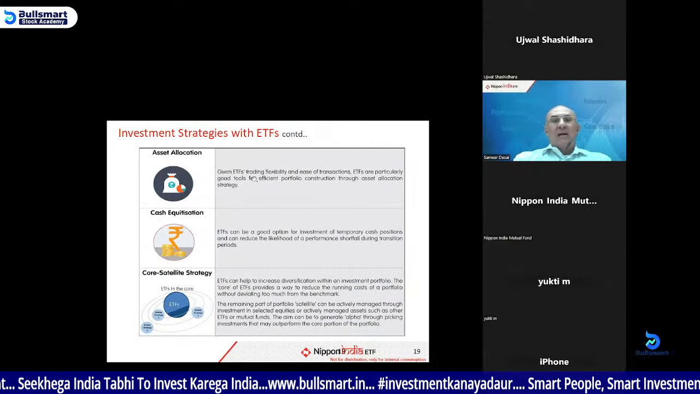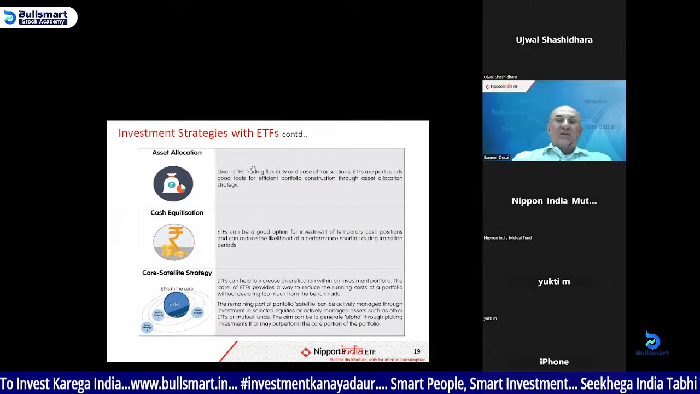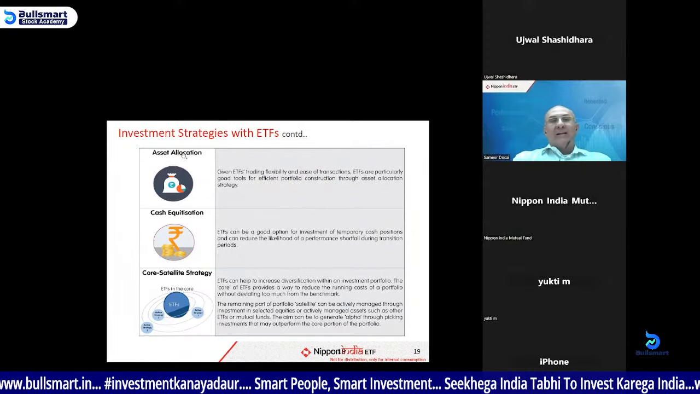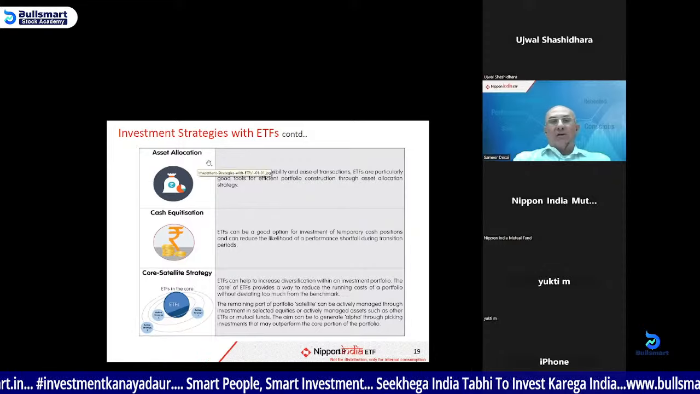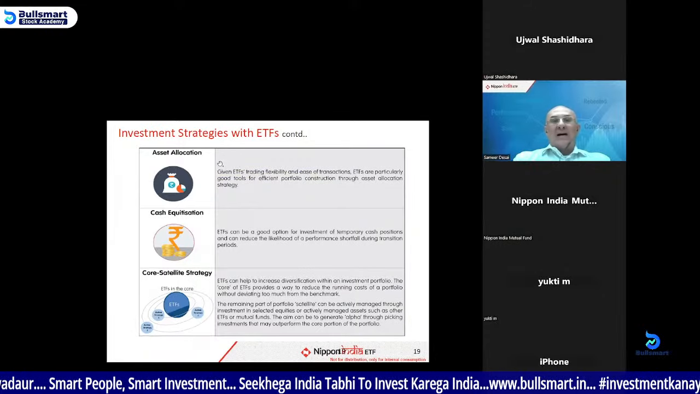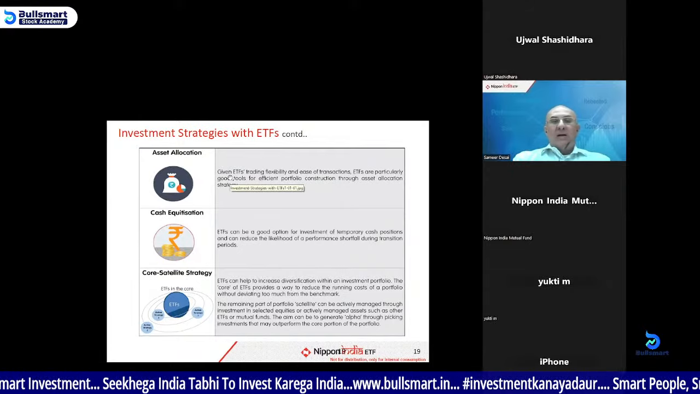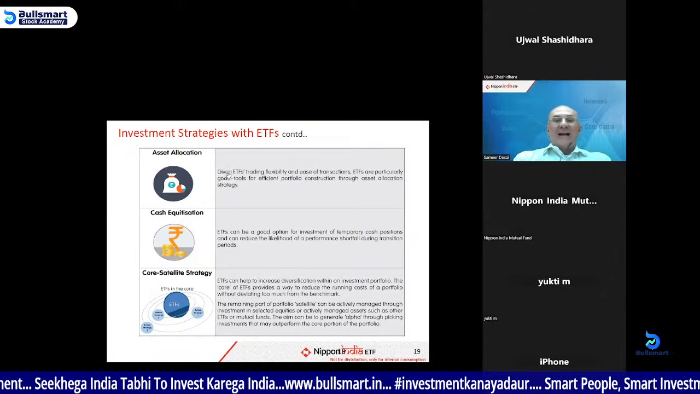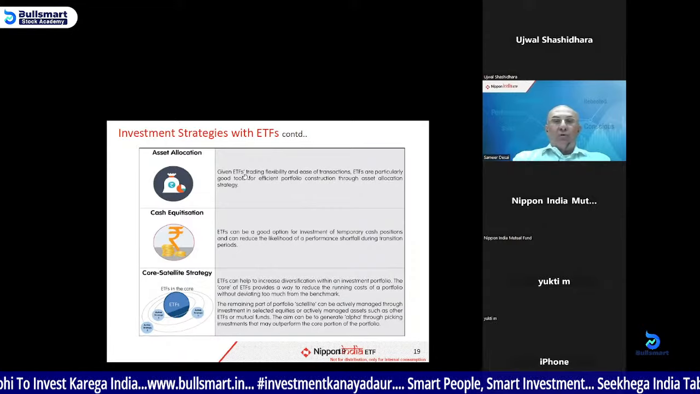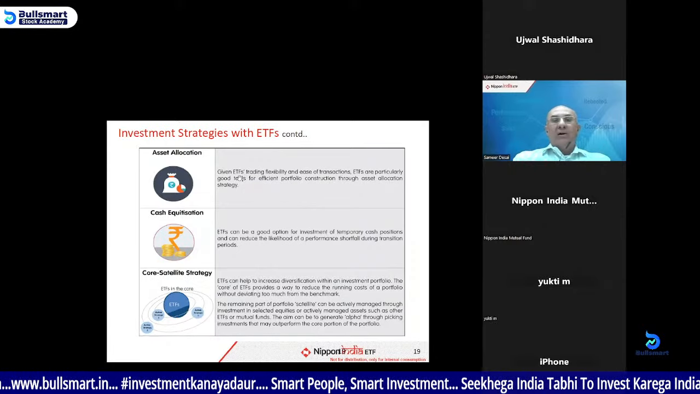Now, let's look at how flexible ETF usage is. First, asset allocation. All the time as investors, we keep hearing that asset allocation is the prime driver of portfolio returns. Majority of the portfolio returns are a result of asset allocation. Asset allocation is nothing but diversification into various asset classes like equities, fixed income, and commodities. What this does is reduce the overall portfolio risk.